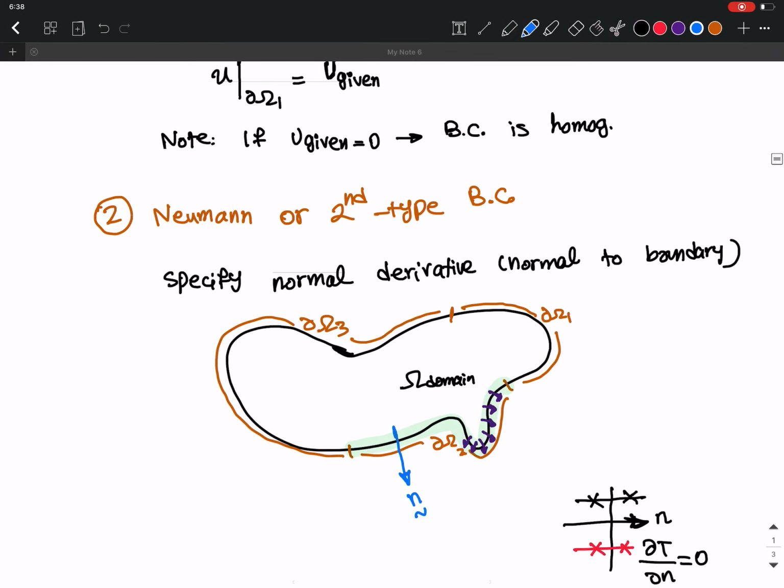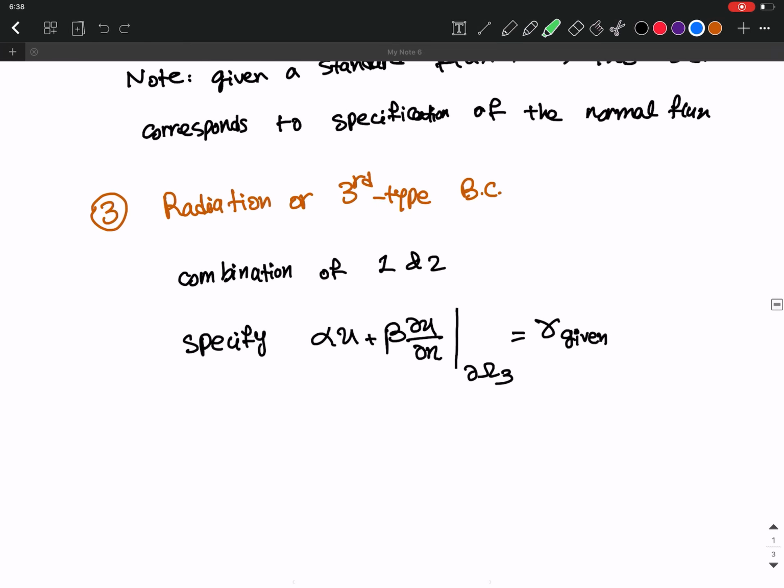So for example, for this region, we can just specify this boundary condition here, right? We can say that the boundary at omega 3 should satisfy this equation. Okay, so this is the third type of boundary condition.